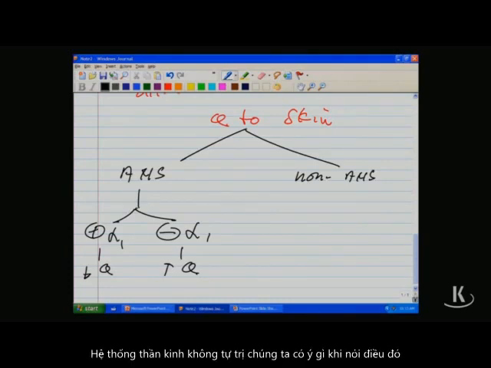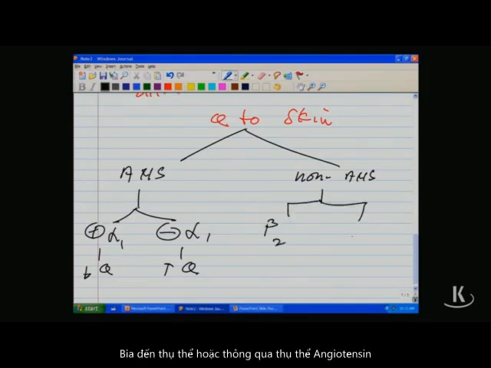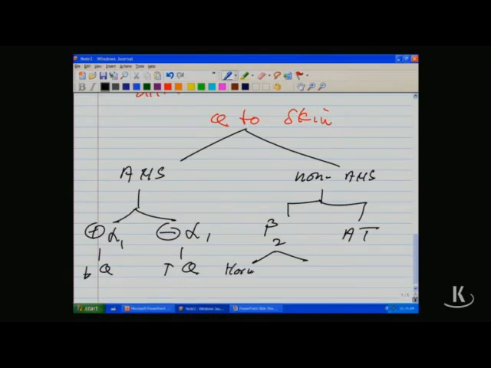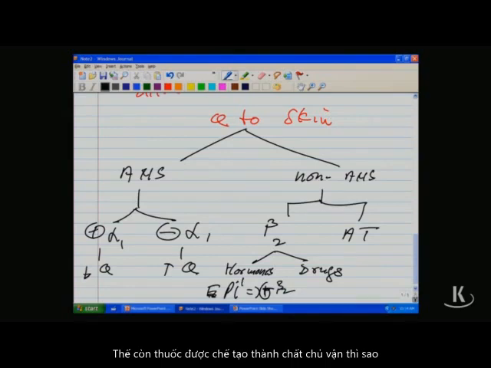Non-autonomic nervous system, what do we mean by that? This could be via beta-2 receptors or via angiotensin receptors. How can we stimulate the beta-2 receptors to the skin? We can stimulate the beta-2 receptors to the skin either via the blood, via hormones, or drugs. Hormone, of course, epinephrine. This is the hormone that will stimulate the beta-2 receptors and of course cause vasodilation. What about drugs? Beta-2 agonists.